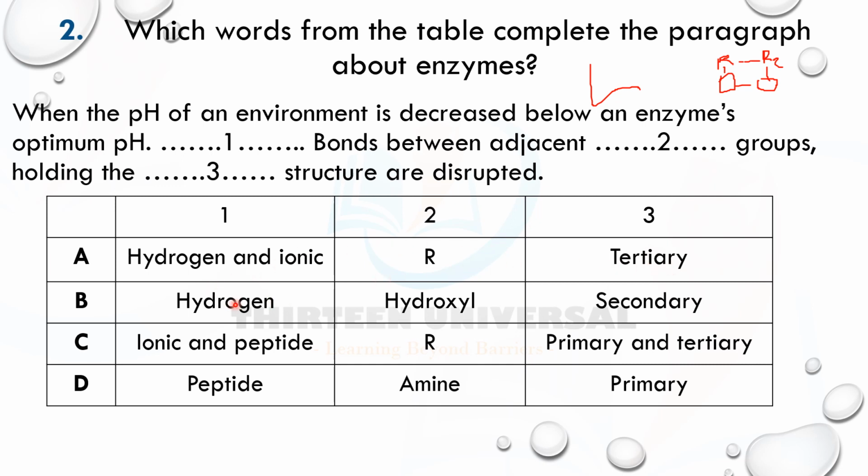It's not only the hydrogen, right? Ionic bonds, which are also formed between adjacent R groups, are also affected by change in pH. It's not secondary, because ionic is not part of secondary. Peptide bonds are not affected by pH. So the answer is A.